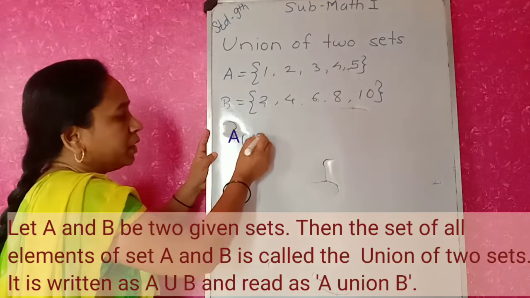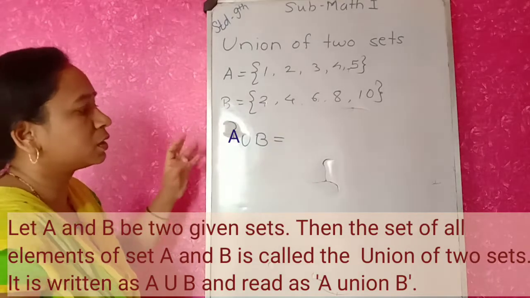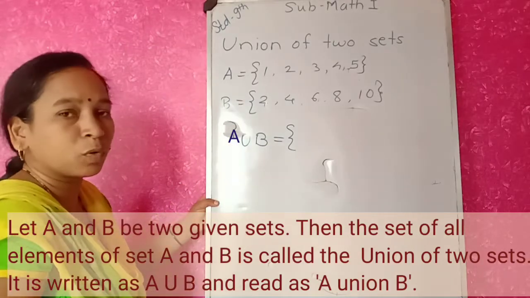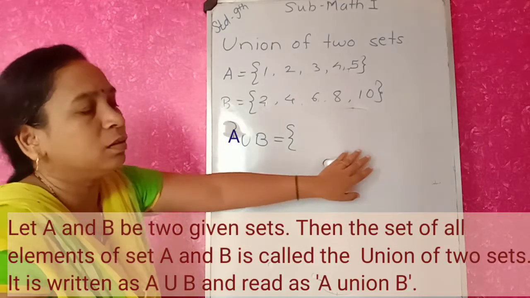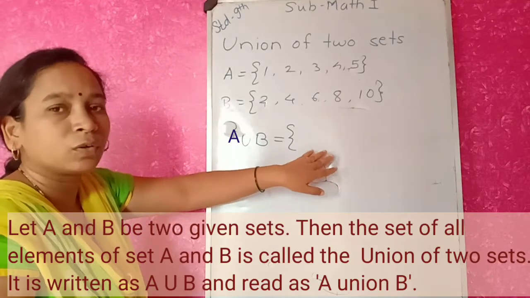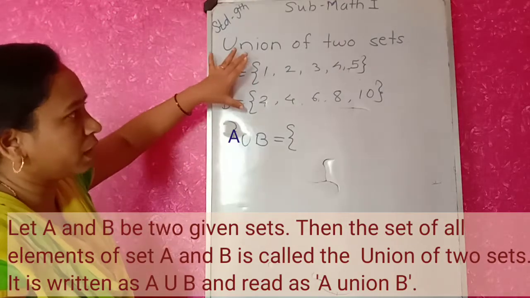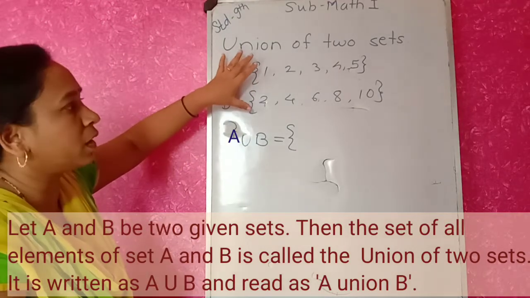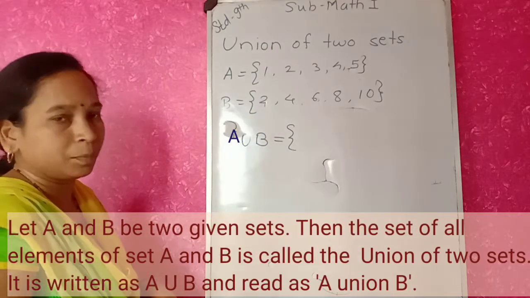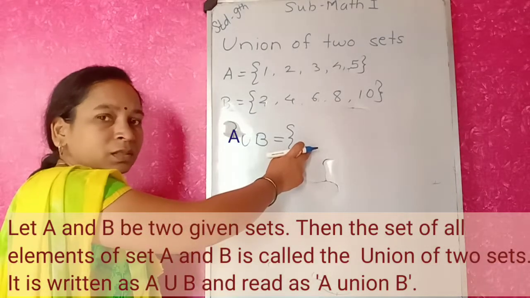A union B, as per the definition of the union of these two sets, is the set of all elements. And we know one more rule: while writing all the letters or numbers, we are not going to repeat them. Common elements we are not going to repeat, because if I join them together, some elements will be repeated. So instead of repeating those elements, we are going to write them once only.